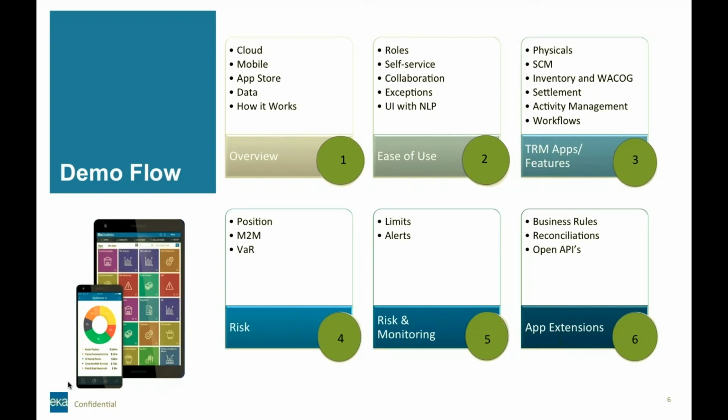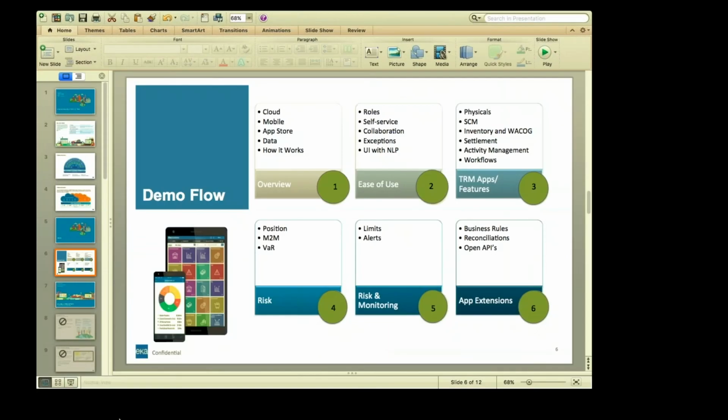Third, I'll take you through some examples of the TRM features and the apps: the physical supply chain, inventory, cog. It's just to show you the depth and the comprehensiveness of the system. Then we'll talk about risk, some apps that are focused purely on risk. Then we'll talk about the risk and monitoring framework. And then I'll end with 1 or 2 examples of how these apps can be easily extended by our partners and our implementation teams. Right, so moving on to the demonstration itself.